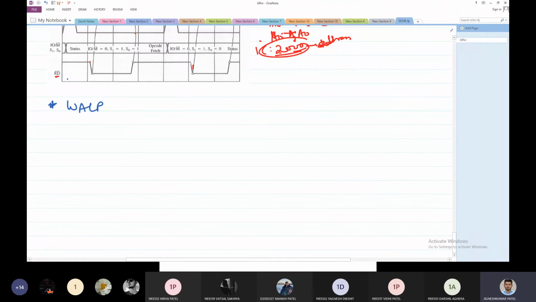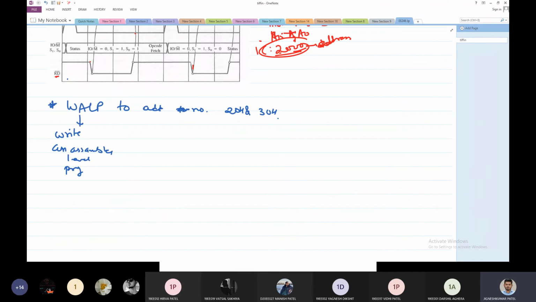Let us say this is a program: WALP. Whenever I write this, that means write an assembly level program. A stands for assembly level program. So WALP to add numbers 20 and 30H. Let us say this is the question: write an assembly level program to add numbers 20 and 30H.